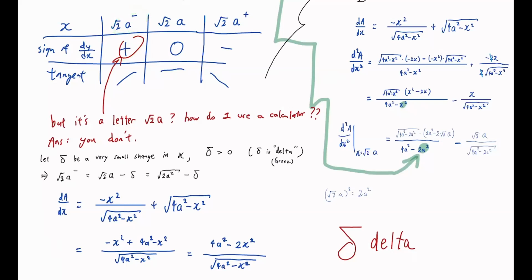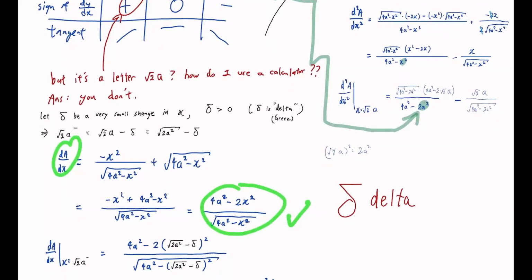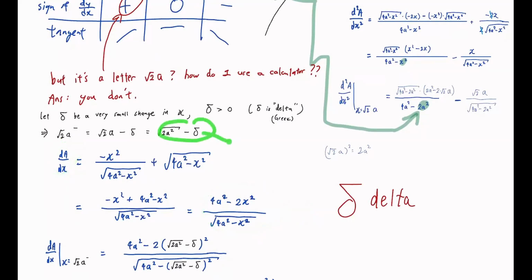So what I did next is I took my dA by dx, which I found previously over here. I replaced the x with root 2a squared minus delta, the slightly smaller version. Can you see what I'm doing here?